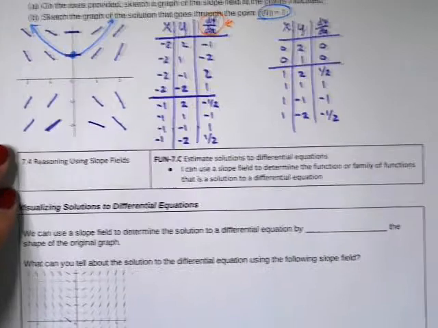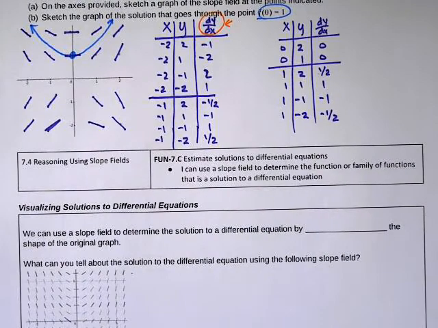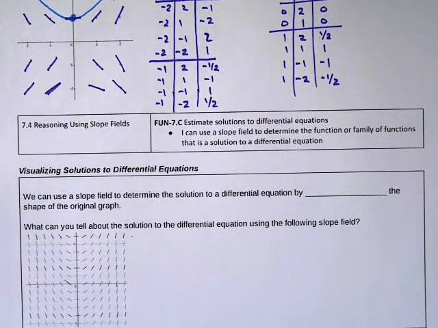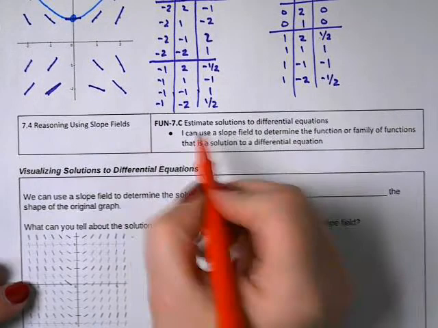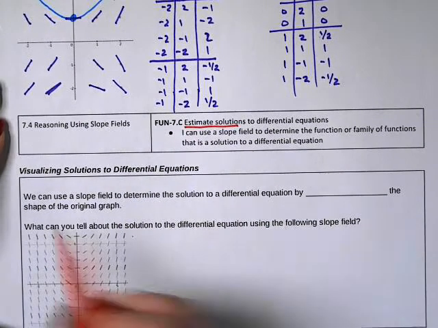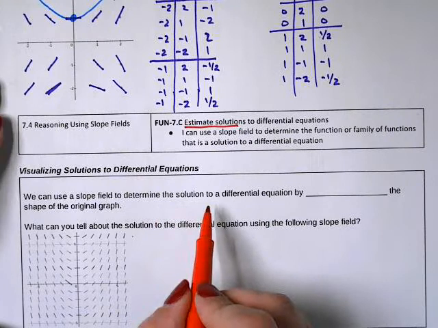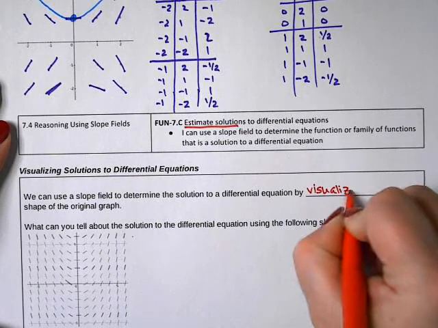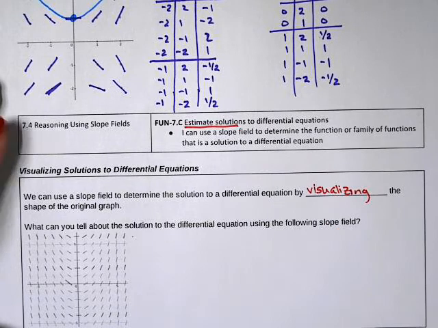Let's look at another one here. So this one down here is asking us to estimate the solution to the differential equation and kind of talk about what we know about the original function. So we can visualize what's going on. We can use a slope field to determine the solution by visualizing the shape of the original graph.